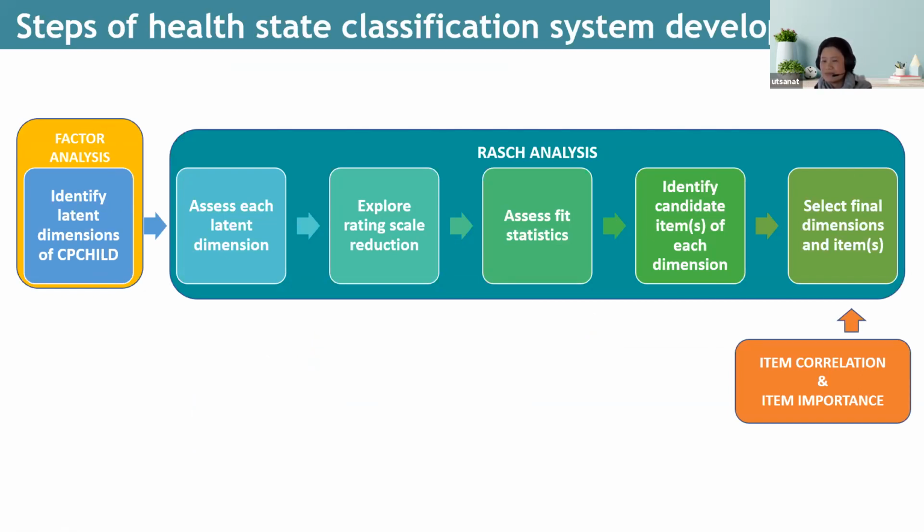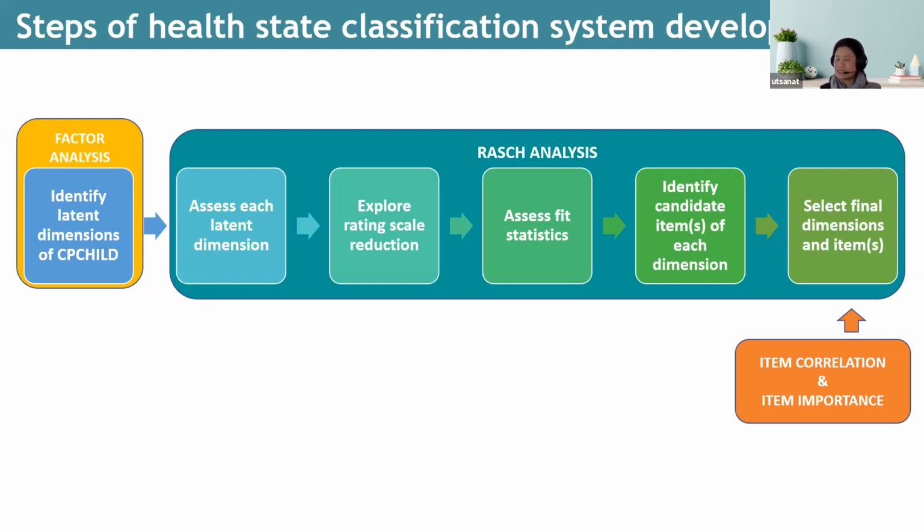When I said latent dimension, it can be similar to or different from the predefined or existing dimensions of the CPCHILD. And then we can also identify which items have a good factor loading under each dimension as well. And at the dimension level, we use Rasch analysis to test the items within the dimension and see which ones are compatible with the ability of the respondents.